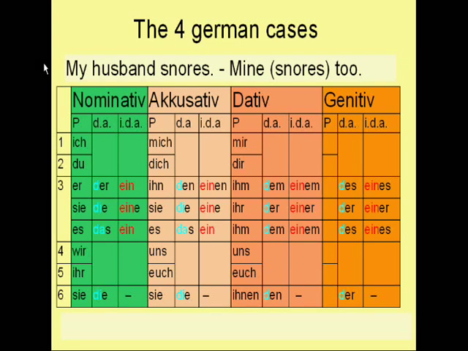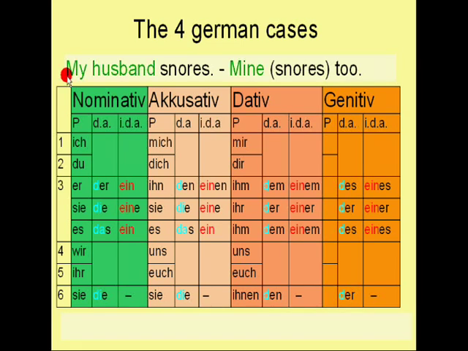My husband snores. Mine too. So first of all, who is the subject in the sentence and therefore is in the nominative case? My husband is the subject of the sentence and in the nominative case, and mine, which also refers to my husband, is also in the nominative case. Now that we know that husband is in the nominative case, the next step is to find out which gender it has and which number. Concerning the number, is it in the singular or in the plural form? It's in the singular form, it's the third person singular. And concerning the gender, in German, the word husband is masculine.